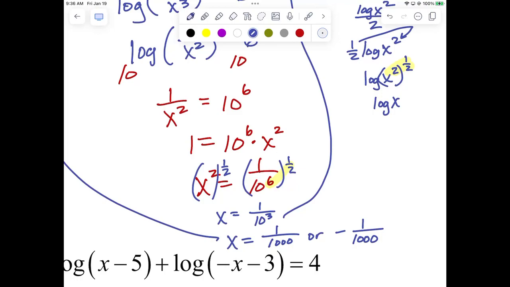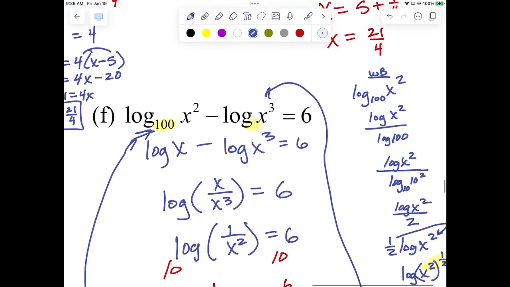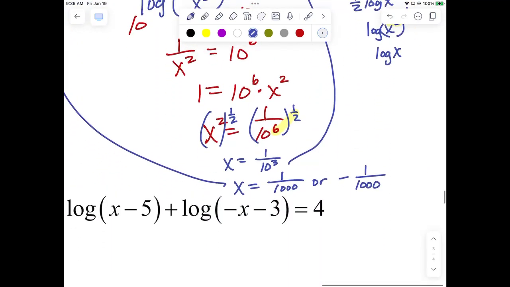Does negative 1 over 1,000 work? When I plug it in here, what's negative 1/1000 squared? Is it positive? It is positive. So that one works. What is negative 1/1000 cubed? Negative. Wah, wah, wah, wah. So if this were a multiple choice question, would I have been serendipitously lucky to get the right answer? Yes, I did not consider the negative, but the negative ended up not working. So on a multiple choice, I would have gotten lucky.